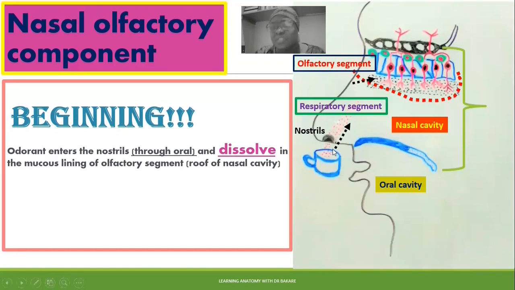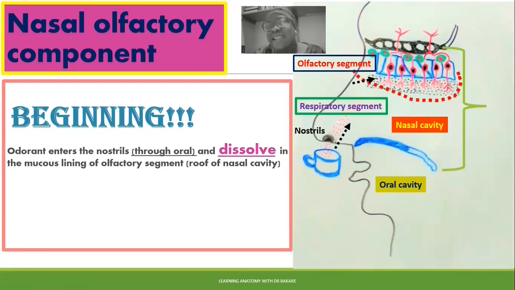So when the odorant passes through the nose ridge, it is directed into the olfactory segment, because this is the region where we have the olfactory nerve. The olfactory nerve is not seen in the respiratory segment. It is positioned at this region. And that is why the odorant will be directed towards the olfactory segment, where the trapping of the particles will be done.